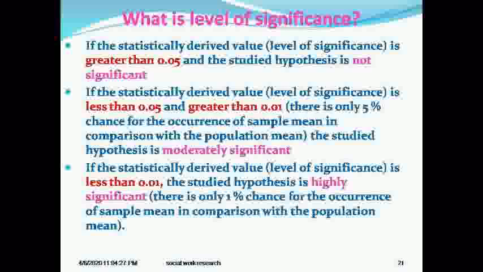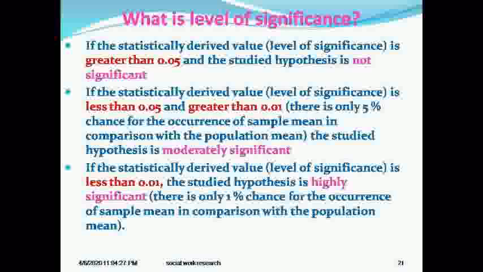If the statistically derived value falls between 0.05 and 0.01, we can say that there is some significance, there is some relationship between the income status of the respondent and the crime rate. We still don't know whether it is positive or negative. However, there is some moderate level of significance. There is at least a 5% chance for such an observation, for the truthfulness of such a hypothesis.